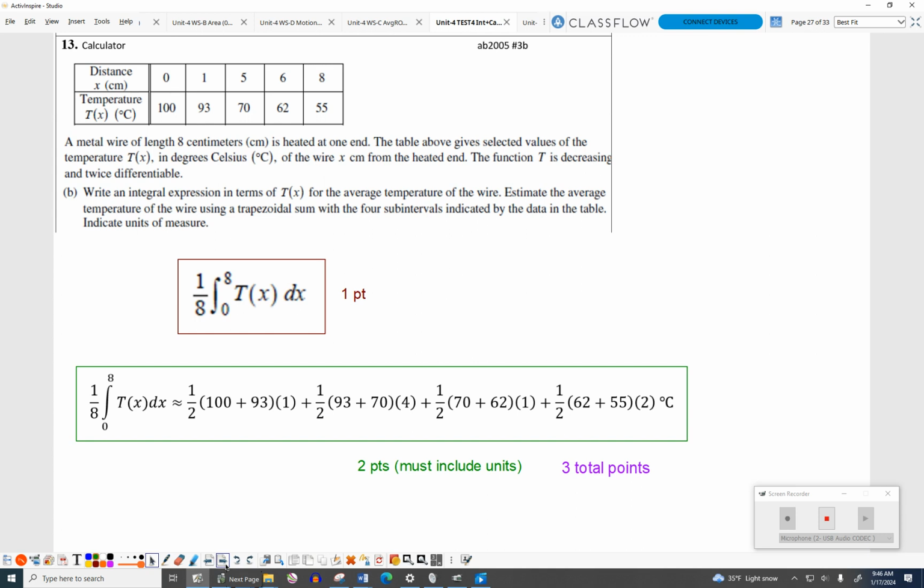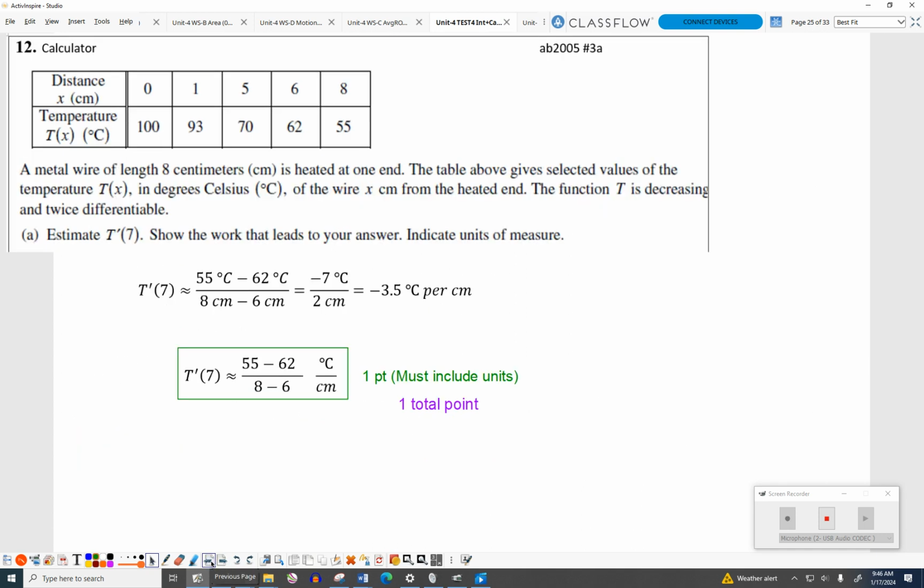And there's the final one, 13, 3 more points. It doesn't matter which order you select, as long as you're consistent. Top left, next one. Right, so if you went 62 minus 55 over 6 minus 8, you're fine.